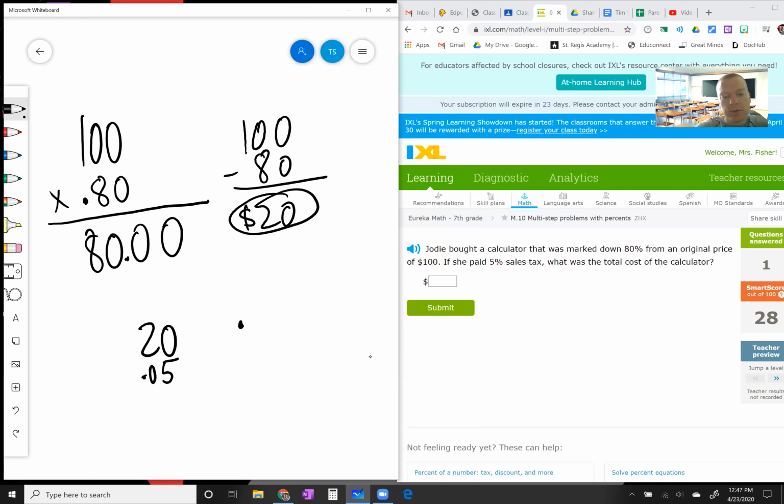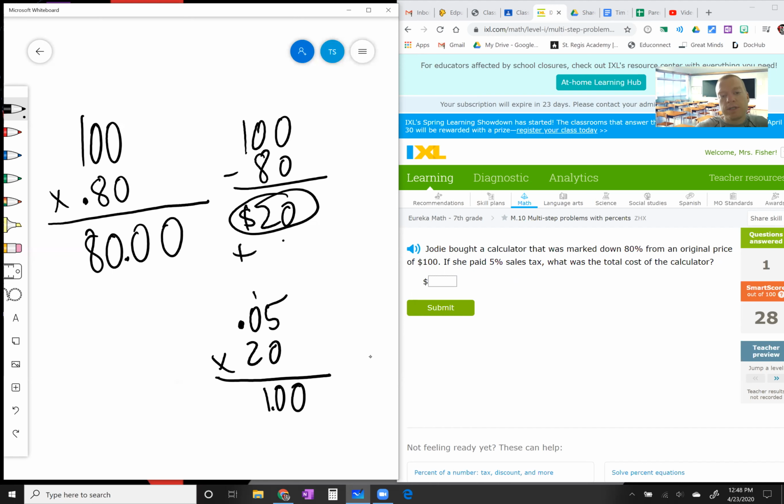I always write it the wrong way, sorry. I always do the percent on top just so I can add the zero on at the end. Okay, so if I multiply this out, 2 times 5 is 10, carry a 1, 2 times 0 is 0, plus 1 is that, add your 0, 2 decimal points. So she then had to pay a dollar sales tax. So plus $1, she had to pay a total of $21.